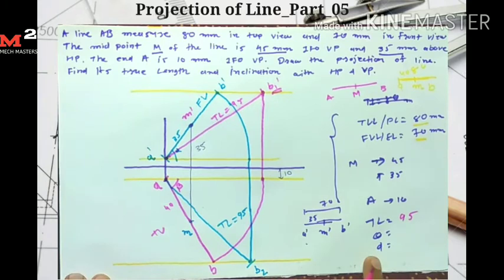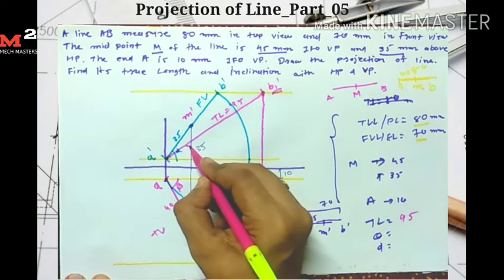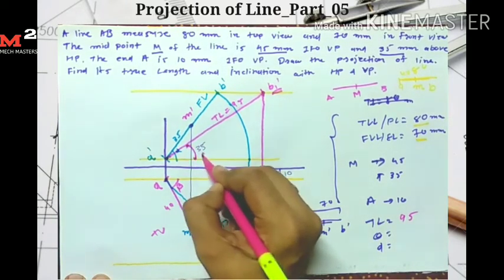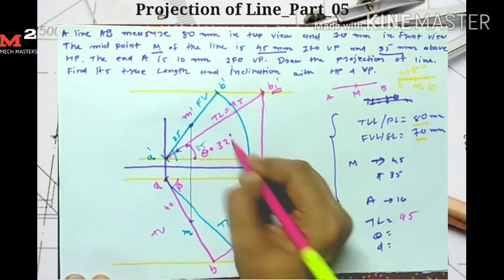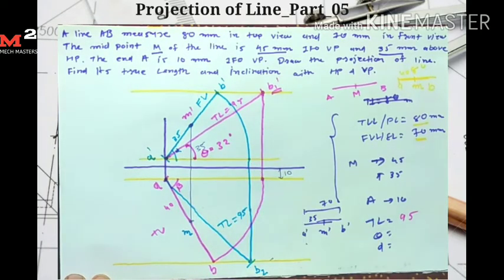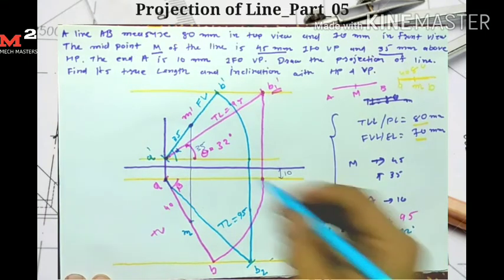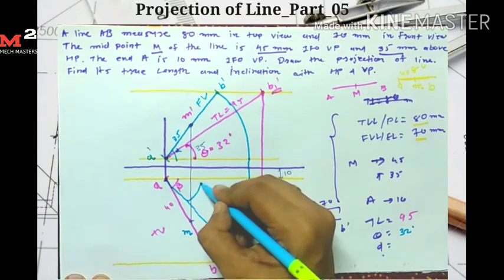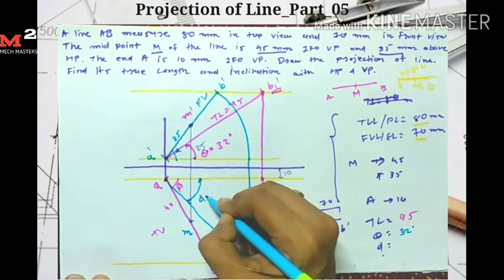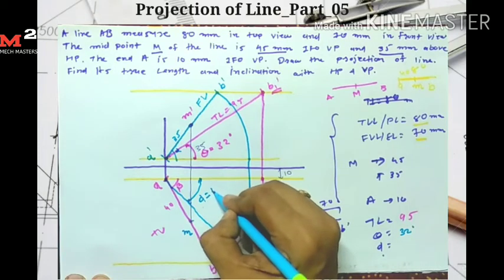And then theta and phi. This angle the true length makes with the HP is theta, and theta is equal to 32 degrees. Similarly here we require to find the phi. Phi means the angle made by the true length with the vertical plane. So if I measure this angle phi, it is 40 degrees.